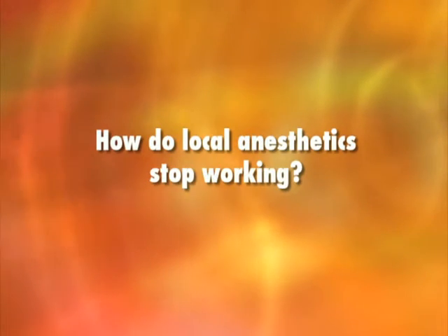How do local anesthetics stop working? Eventually, an equilibrium occurs between the amount of anesthetic inside and outside the nerve. As the anesthetic outside the nerve continues to diffuse away from the nerve in blood vessels and lymphatics, the concentration gradient changes, with less anesthetic outside than inside, and the local anesthetic begins to diffuse out of the nerve.